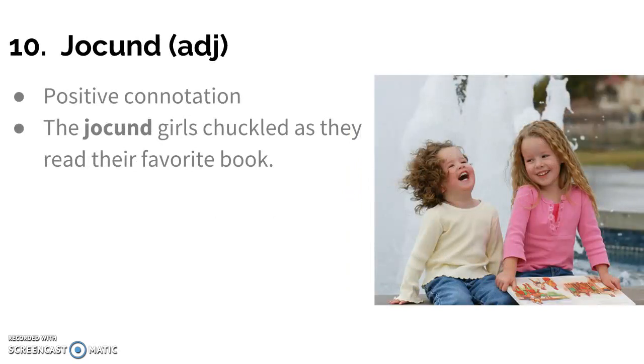For number 10, we have jocund, which is an adjective. The definition for jocund is cheerful, merry, and lighthearted. So an easy way to remember this, because it's jocund, it's kind of like a joke, it's light and funny, or you're having a fun, light time. This has a positive connotation. You could say that these girls in the picture are cheerful and merry, so I used the adjective to describe those girls. The jocund girls chuckled as they read their favorite book.